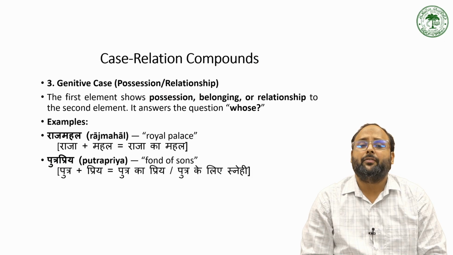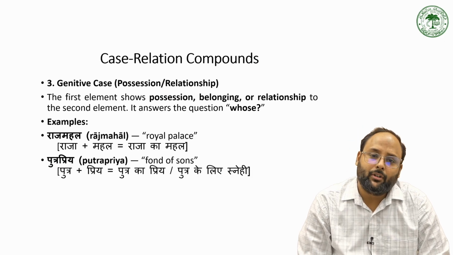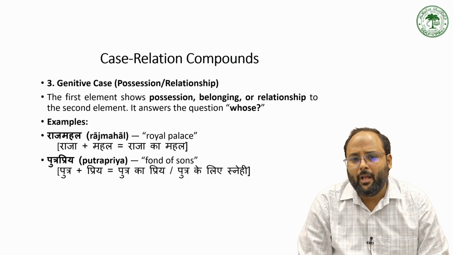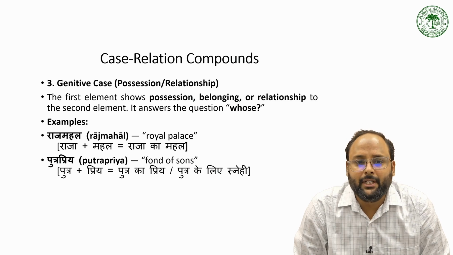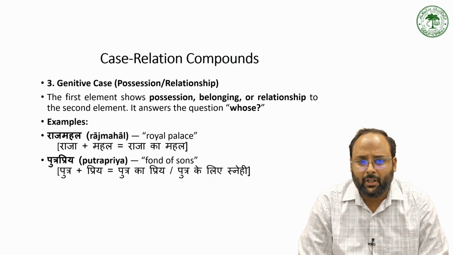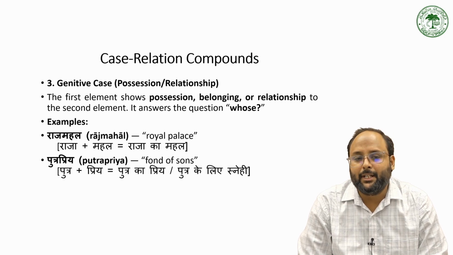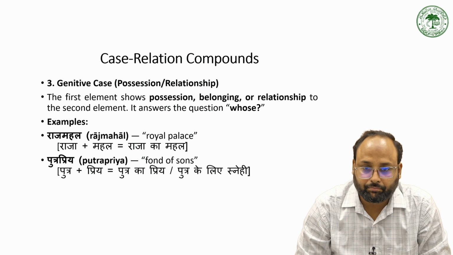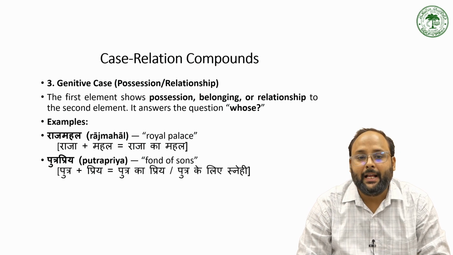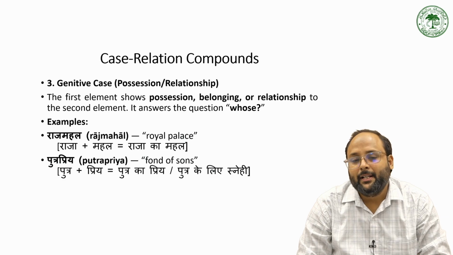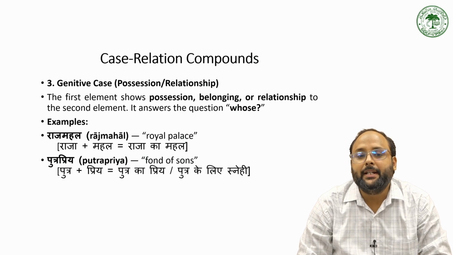The third type of case relation compound is the genitive case compound. In the genitive case compound, the first element shows possession, belonging or relationship to the second element. It shows the relationship between two elements, in terms of possession, so we call this the genitive case compound.